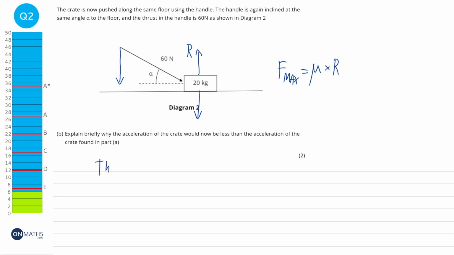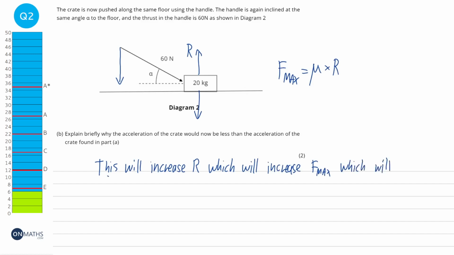So this will increase R, which will increase the maximum friction, which will decrease the acceleration. And the reason for that is if there's more friction, then the acceleration will obviously be smaller.